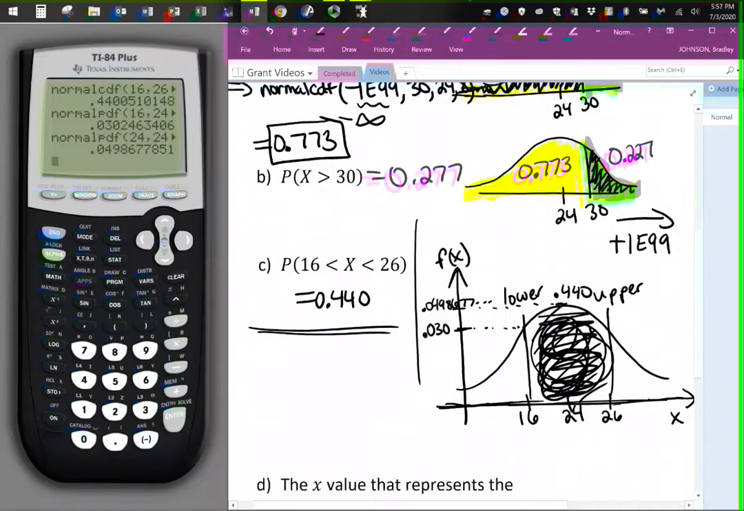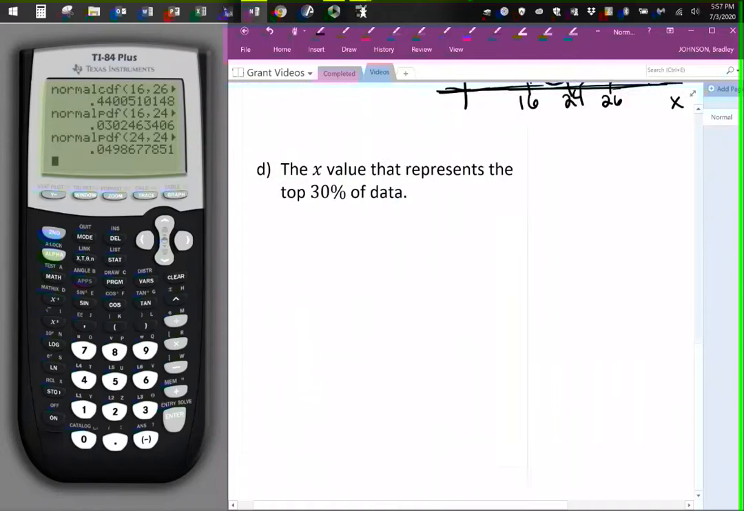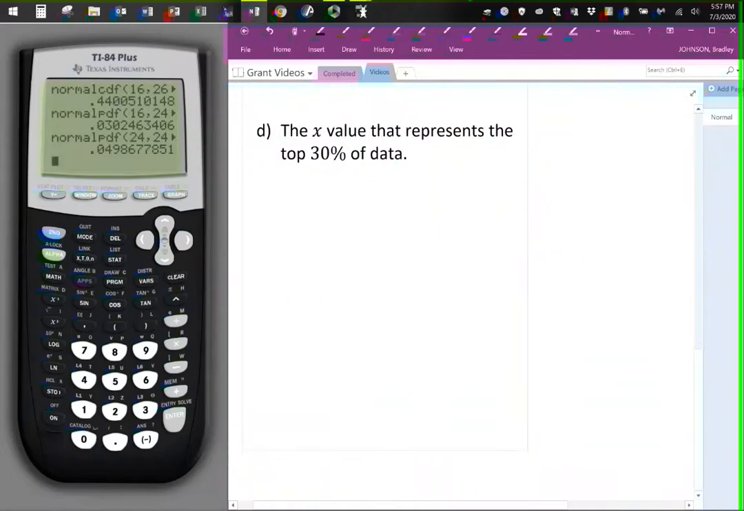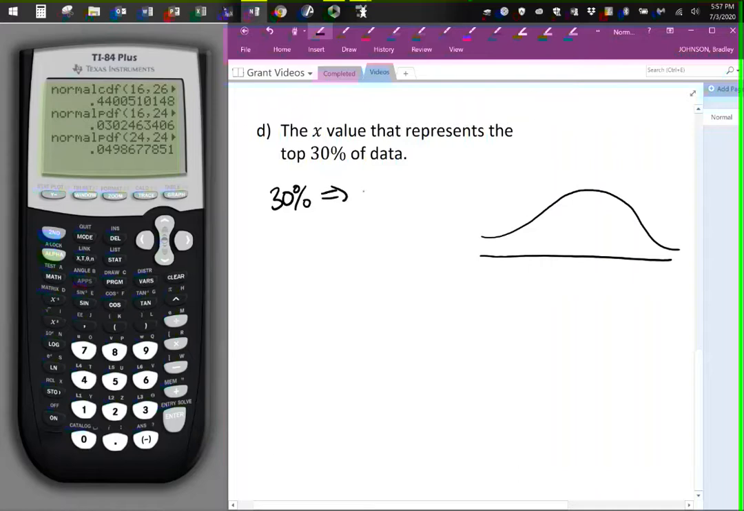Okay, moving on to the last type of question. What is the x value that represents the top 30% of data? So all these probabilities could be converted to percentages, right? And if you have 30%, you could convert that to probability by just taking 30 and dividing by 100, or by moving the decimal place to the left twice. So you can see you could get 0.3. So what I want to do is figure out 0.3, the top 30%. So I want this shaded region right here, the top 30%.